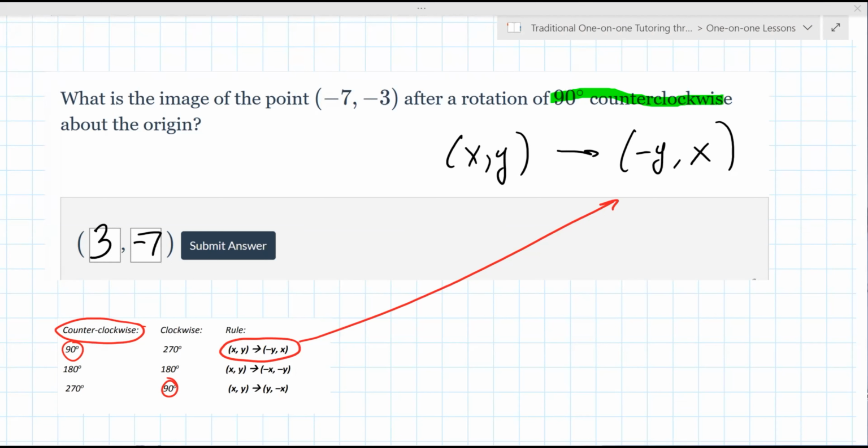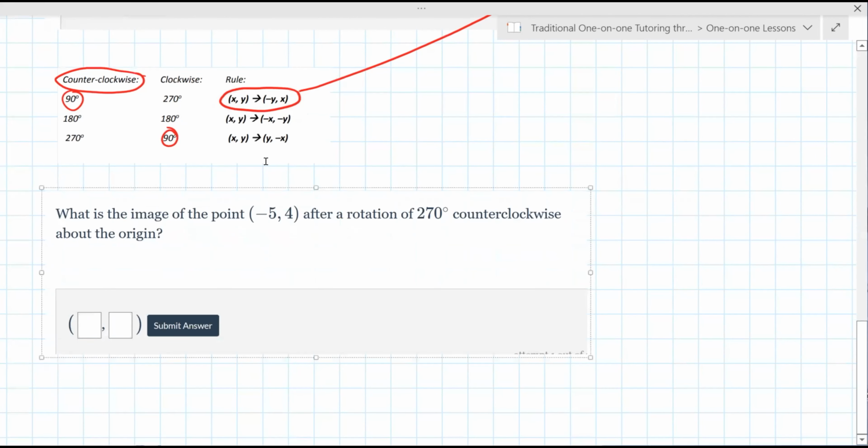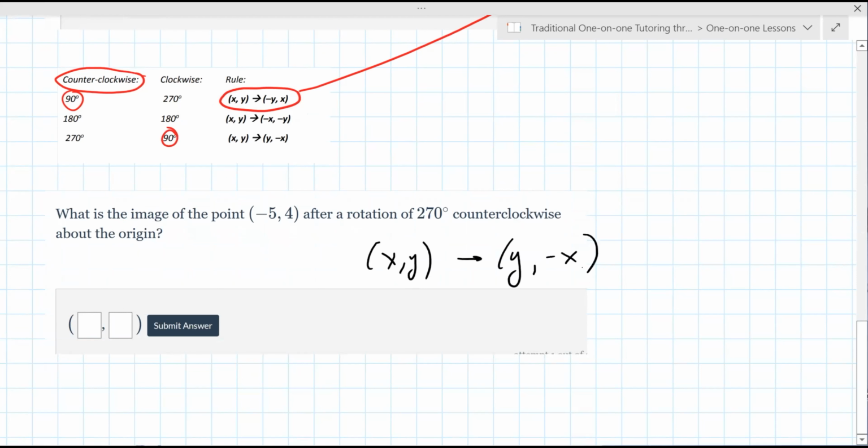Okay, so we're back to 270 counterclockwise. So we're back to this last one here, the xy becomes y, -x. So whenever you're ready, if you could give me the new coordinates there. 4, 5. Yes.